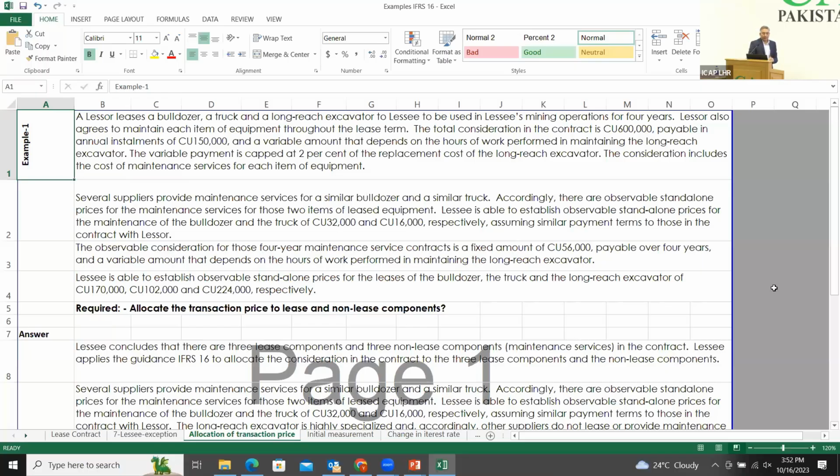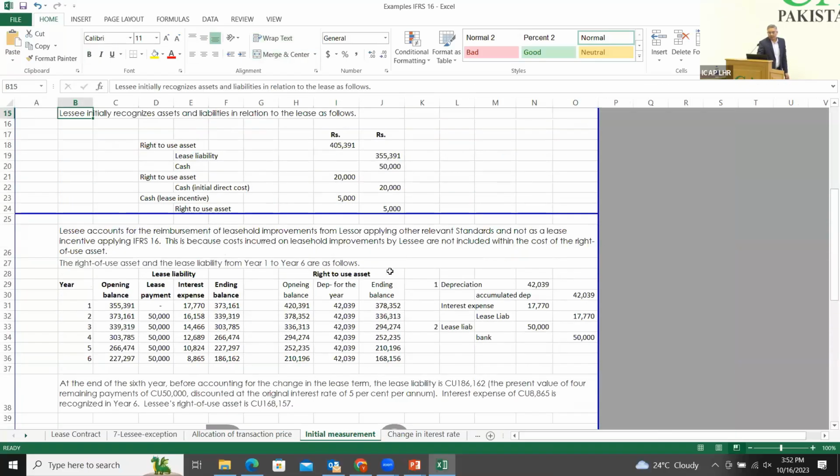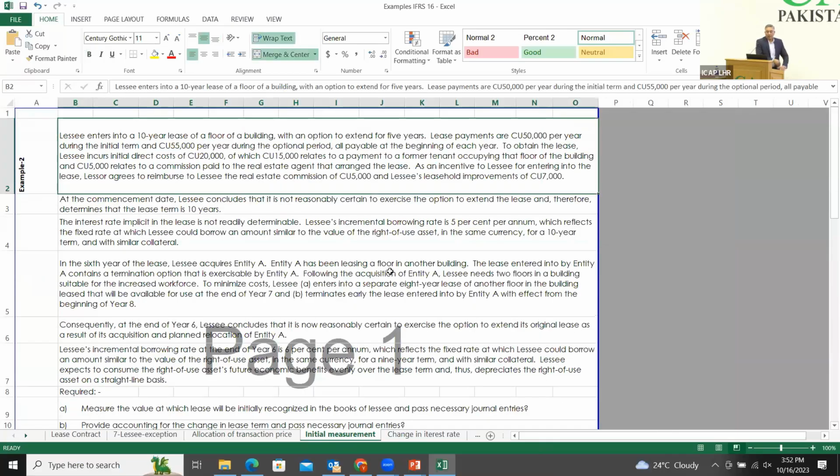So this is an example which we will be sharing with you, and there is a solution as well, but I think we don't have the time to go through all these areas. And then we have initial measurement areas. Okay, we go through this example.